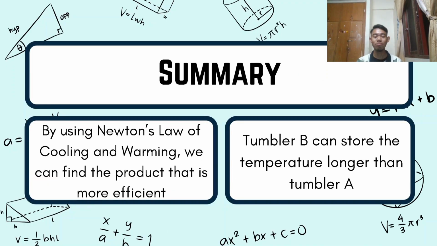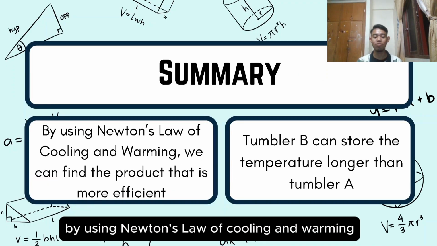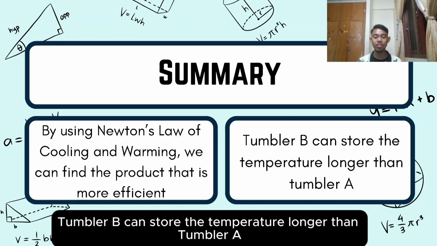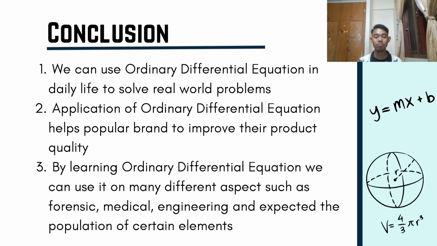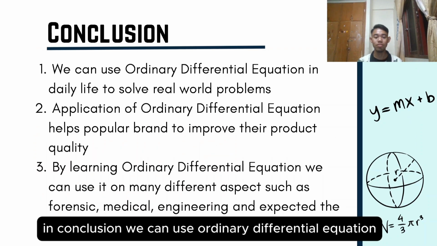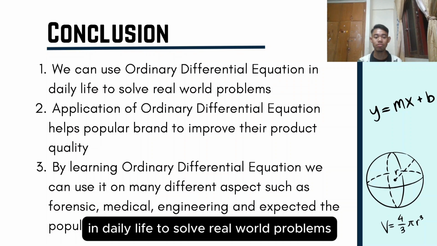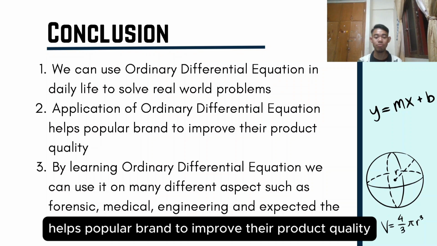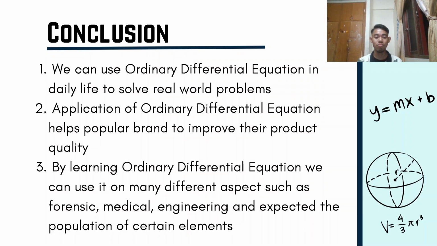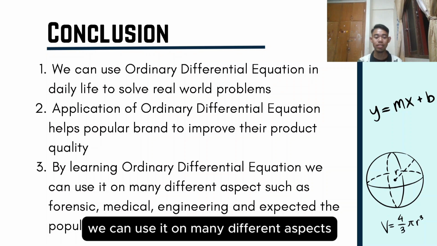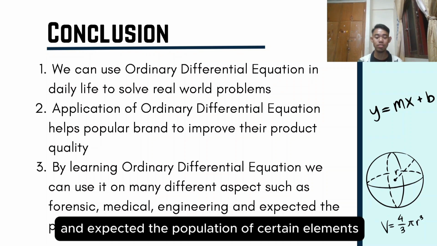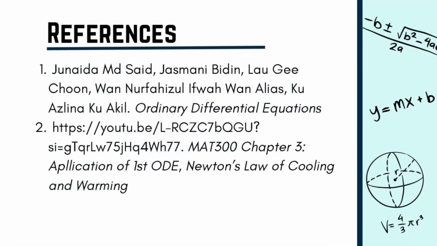In summary, by using Newton's law of cooling and warming, we can find the product that is more efficient. Tumbler B can store the temperature longer than tumbler A. In conclusion, we can use ordinary differential equations in daily life to solve real-world problems. Application of ordinary differential equations helps popular brands to improve their product quality. By learning ordinary differential equations, we can use them in many different aspects, such as forensics, medicine, engineering, and predicting the population of certain elements.